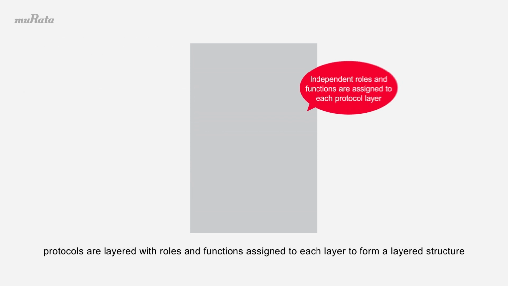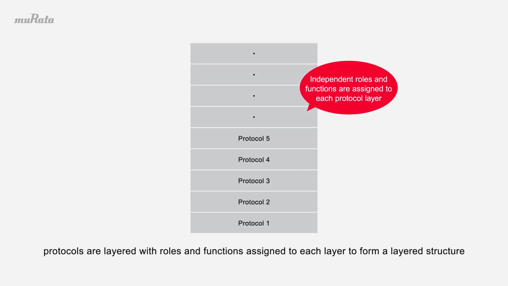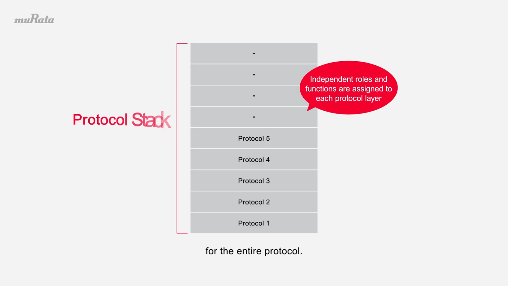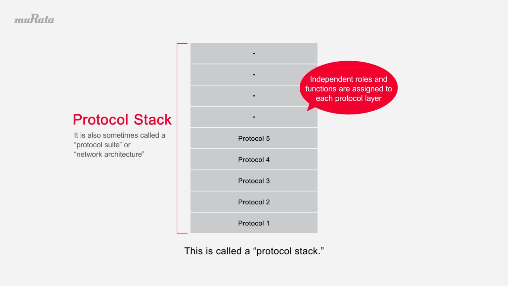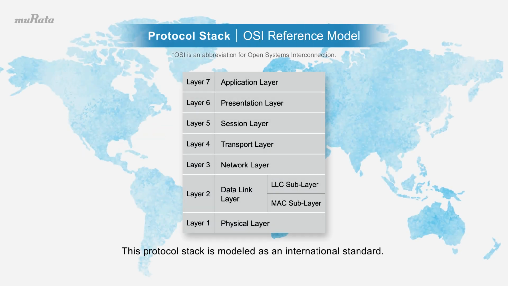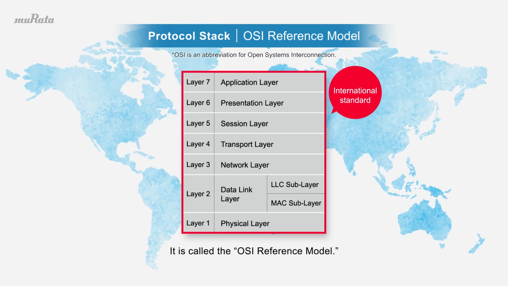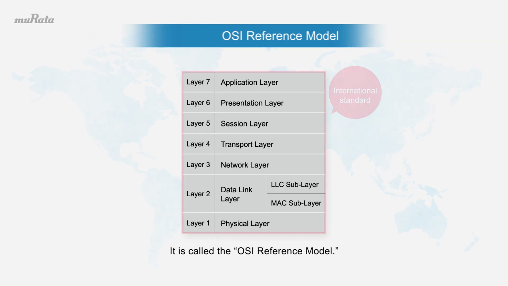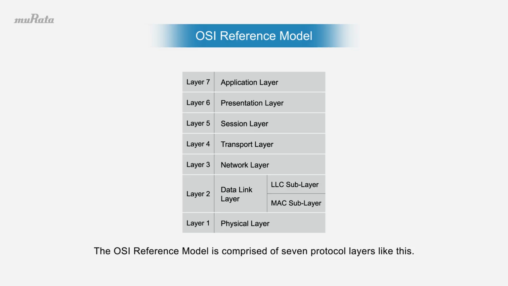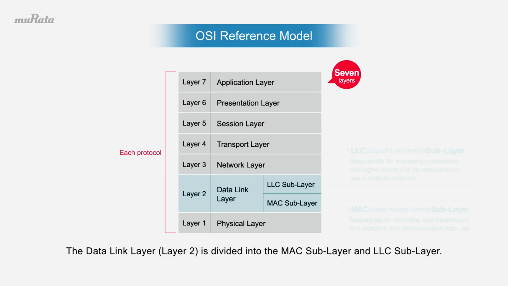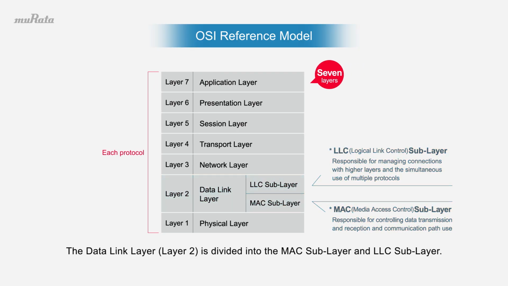Accordingly, to facilitate easy updates, protocols are layered with roles and functions assigned to each layer to form a layered structure for the entire protocol. This is called a protocol stack. This protocol stack is modeled as an international standard. It is called the OSI Reference Model. The OSI Reference Model is comprised of 7 protocol layers like this. The data link layer is divided into the MAC sublayer and LLC sublayer.